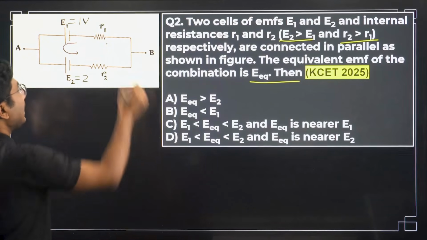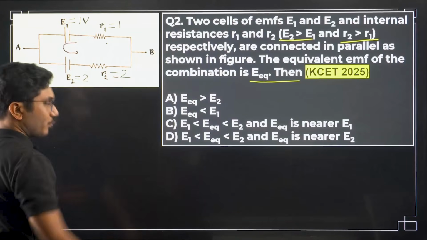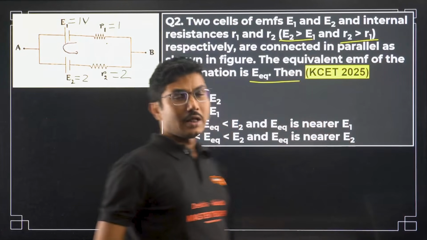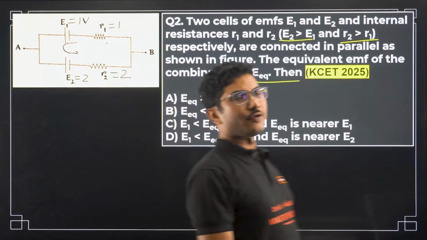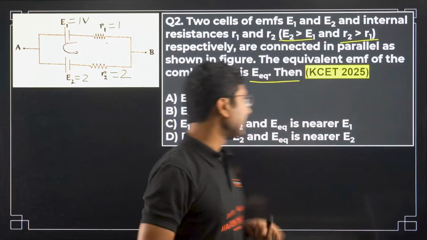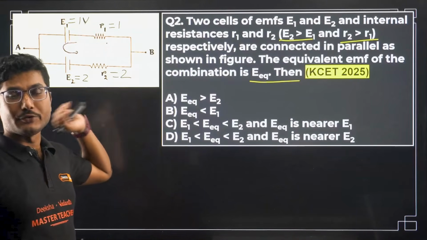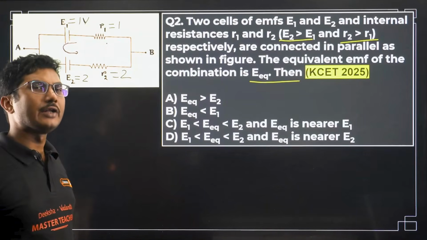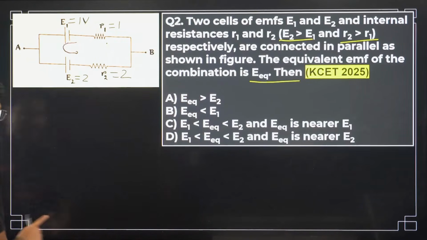Easiest possible thing. Also R1 I am assuming 1, R2 also I am assuming 2, because R2 is also greater than R1. So both conditions are satisfied in this case, and we will try to find the equivalent EMF and then we will see which of the following conditions is met. You cannot do it theoretically. If you try to do it theoretically, it will be very long and you will not be able to understand which of the combinations is correct, right?